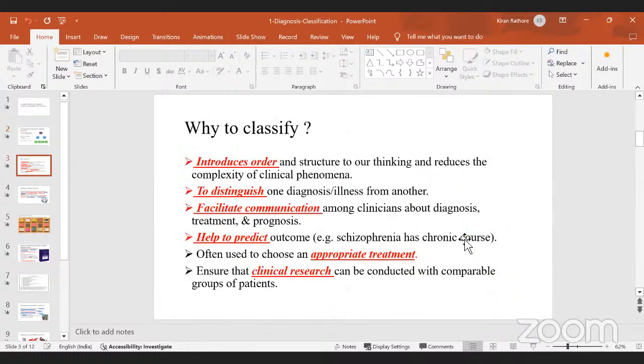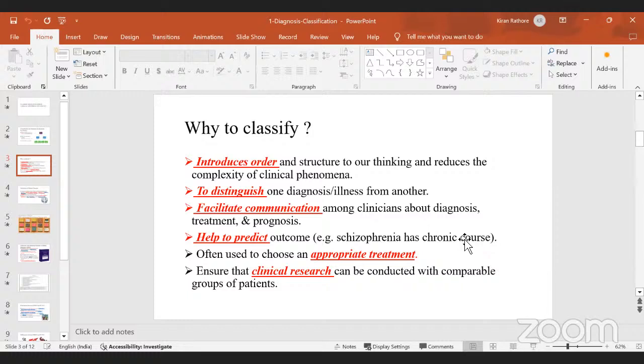So why do we need to classify? What is the need to classify? Because it introduces order and structure to our thinking and reduces the complexity of clinical phenomena. It leads to consensus also. Like, we know, okay, if a person is exhibiting these signs and symptoms, then he is showing signs and symptoms which come under anxiety disorders, so he is suffering from this. So the signs and symptoms of mental illnesses are not all over the place. That is one of the reasons why we need to classify. And second is to distinguish one illness and diagnosis from another illness. It facilitates communication among clinicians about diagnosis, treatment, and programs.